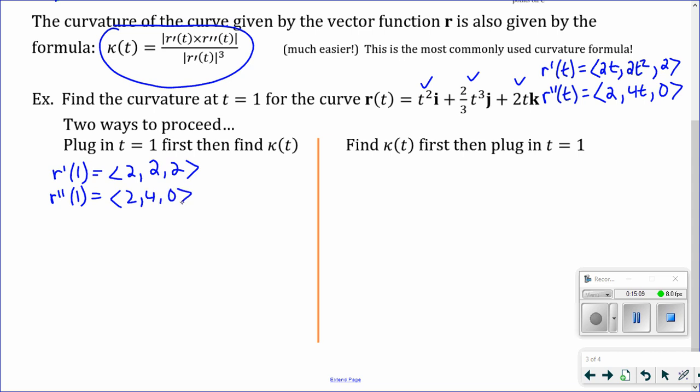Okay, and then I'm going to use these vectors to calculate this formula right here. First of all, I need the cross product of these two things for my numerator. I need the magnitude of the cross product, in fact. So why don't we do the cross product right here?